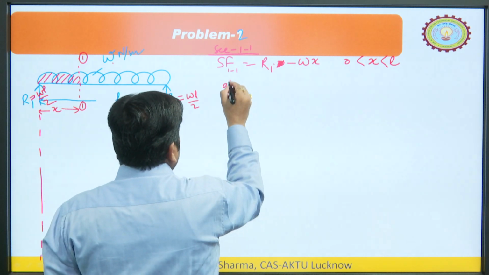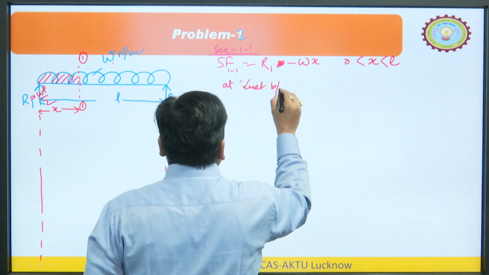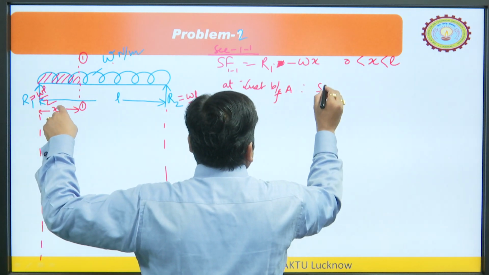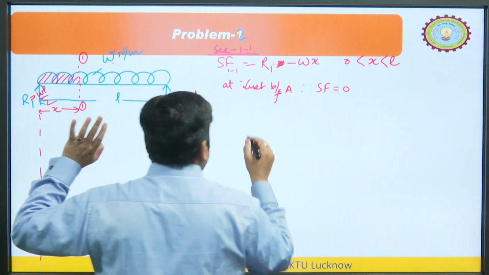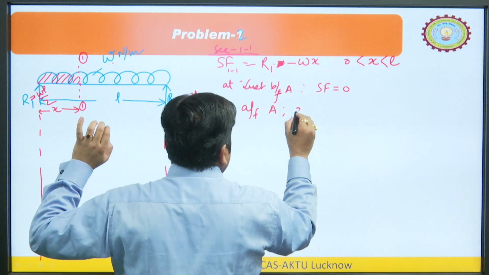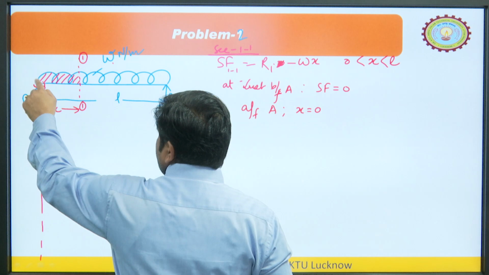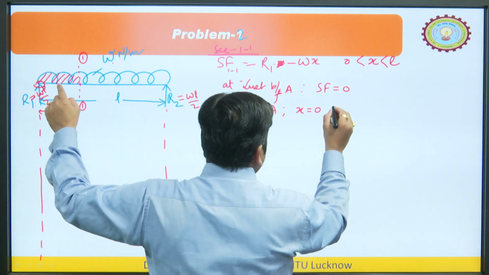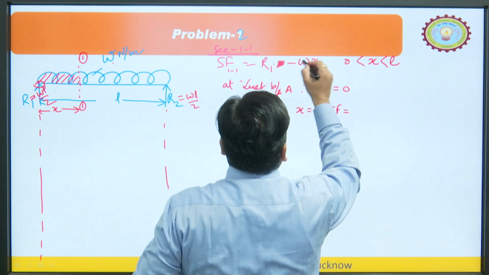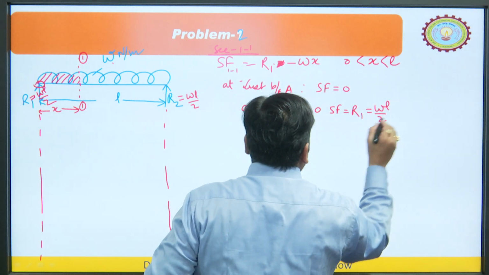So, just before point A, shear force will always be 0. Just after A, x would be equal to 0. At this point A, x would be how much? 0. So, when you put x equal to 0 in this expression, you will get R1. R1 is how much? This is WL by 2.